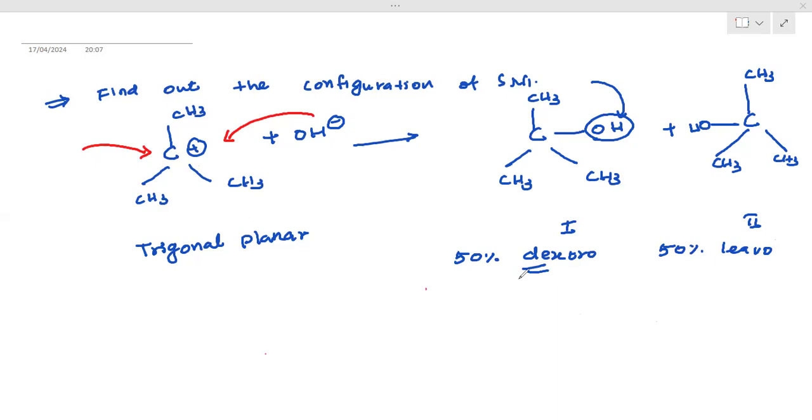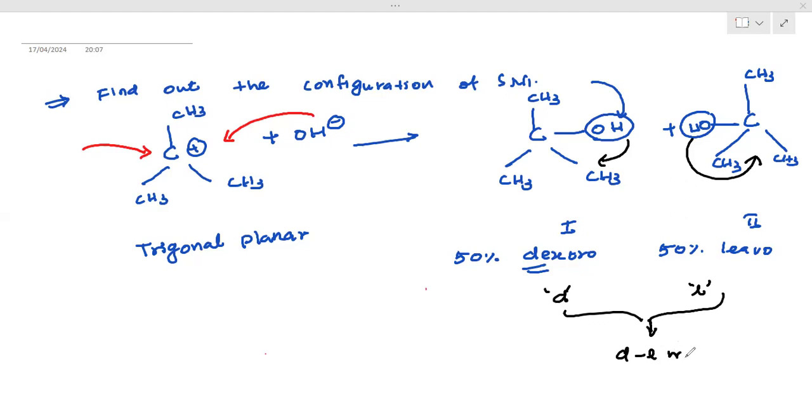Okay, these two possibilities we have. Because hydroxyl is present on the left side, and hydroxyl is present on the right side, how should I assign the rotations here? In this position the rotation is in the anti-clockwise direction, and in this position the rotation is in the clockwise direction. If plane polarized light rotates in the clockwise direction, we call that dextro. If plane polarized light rotates in the anti-clockwise direction, we get the levo form. 50% of the D form and 50% of the L form is formed.